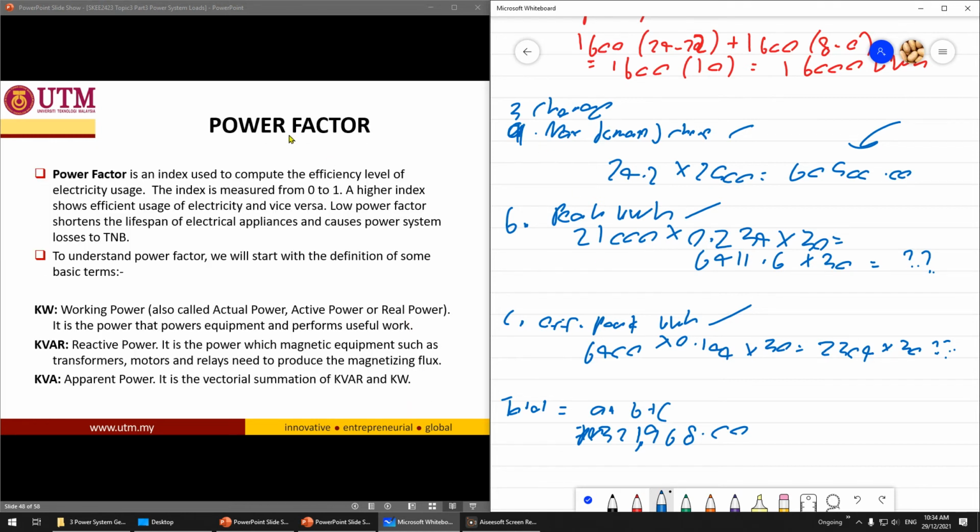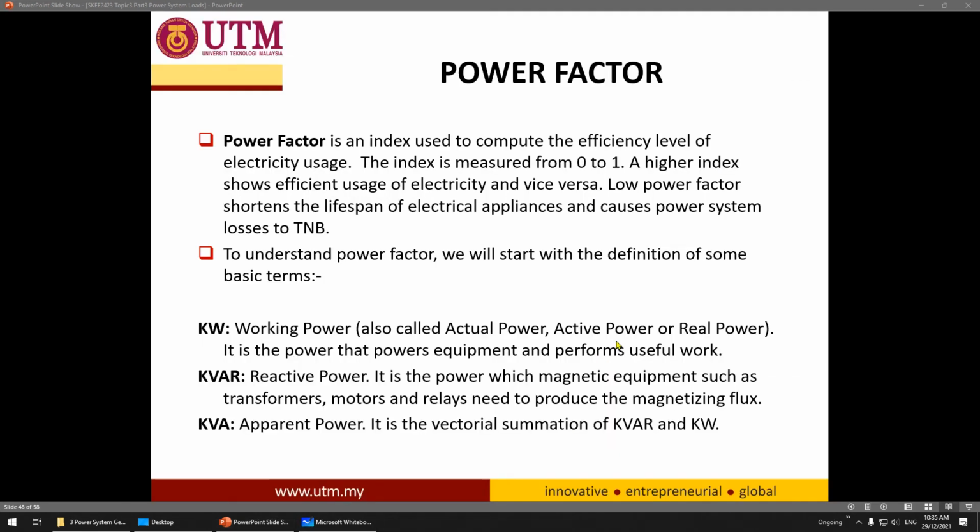Okay, we move on to the next part, which is power factor. Many of you already know what power factor is. Power factor is an index used to compute the efficiency of electrical usage. Index means that it is from 0 to 1. So I repeat, power factor is from 0 to 1 only. Higher is better. Low power factor shortens the life of electrical appliances and causes power system losses to TNB. Basically low power factor is bad for transformer, switchgear and everything, usually for transformer, and it can cause losses to TNB.